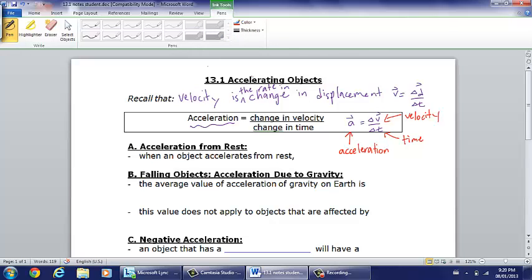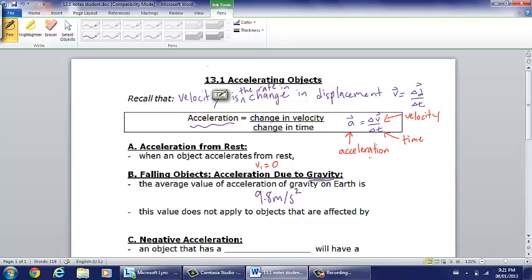We'll be looking at a couple different types of acceleration. Acceleration from rest. When an object accelerates from rest, then the initial velocity, or what we call v1, equals 0. When objects are falling, then their acceleration is due to gravity. And the average value of acceleration of gravity on Earth is 9.8 meters per second squared.